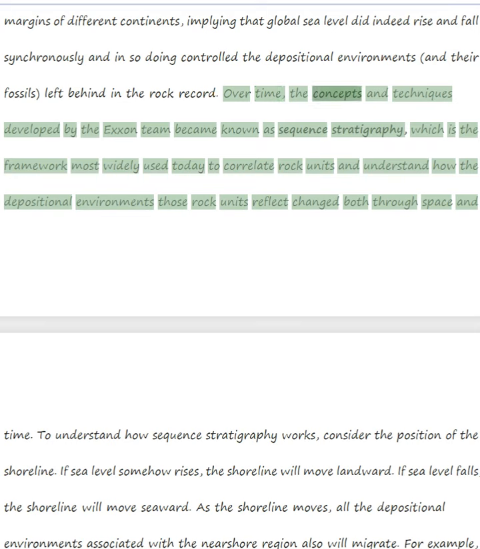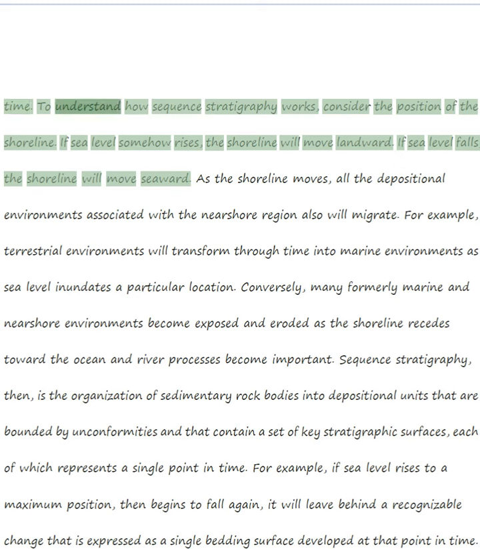Over time, the concepts and techniques developed by the Exxon team became known as sequence stratigraphy, which is the framework most widely used today to correlate rock units and understand how the depositional environments those rock units reflect changed both through space and time. To understand how sequence stratigraphy works, consider the position of the shoreline. If sea level somehow rises, the shoreline will move landward. If sea level falls, the shoreline will move seaward.